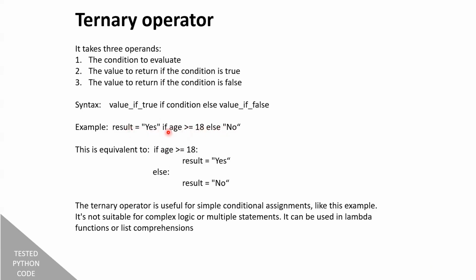So in one line, the ternary operator has 3 parts. First the condition, then if the condition is true, the value on the left, and if false, the value for the else part. So this is the ternary operator format, and of course this is okay for a simple conditional assignment.